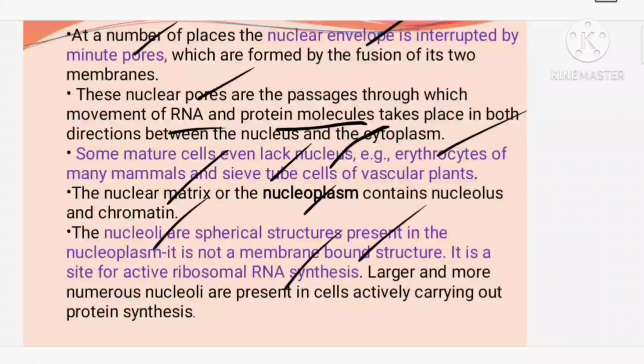Larger and more numerous nucleoli are present in cells actively carrying out what? The nucleoli are larger, bigger in size, where the protein synthesis is more. Much amount of nucleoli will be present where the protein synthesis is more, because for protein synthesis RNA and ribosomes are needed, and this RNA and ribosomes are produced by whom? This nucleoli, isn't it? Yeah.